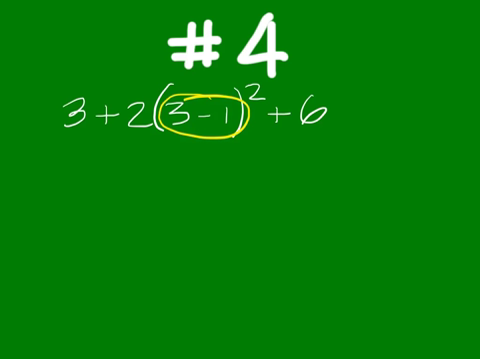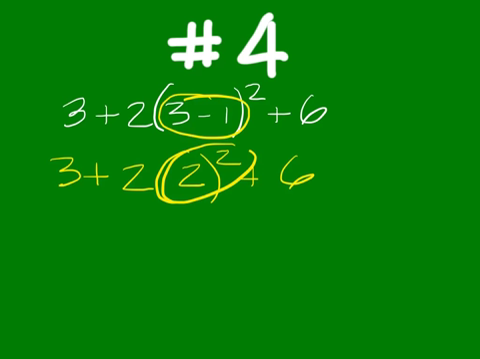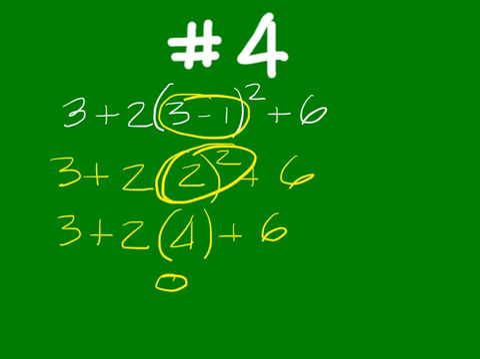You must do what's in parentheses first. 3 minus 1 is 2. And then you need to do 2 squared. That's 4, 2 times itself. 2 times 4 is 8. 3 plus 8 is 11, plus 6 is 17.